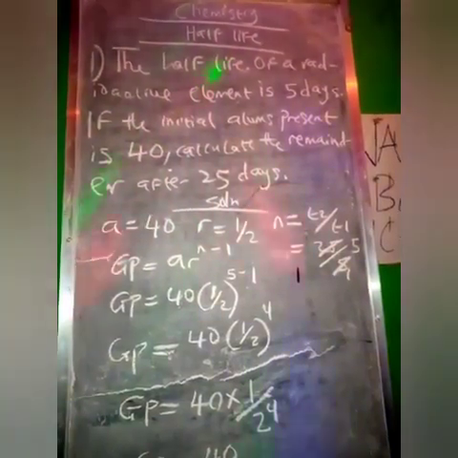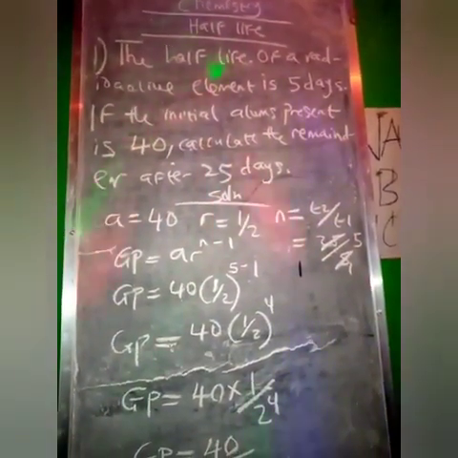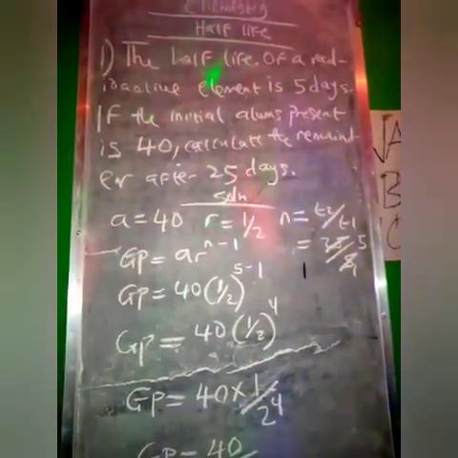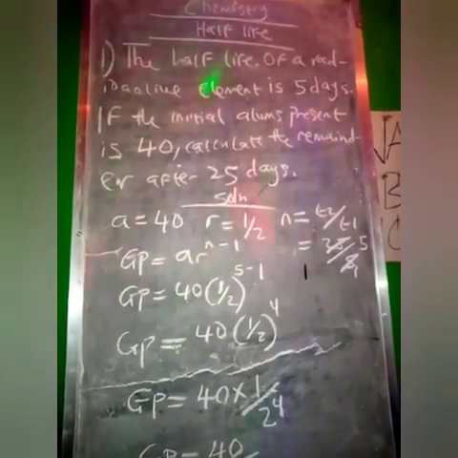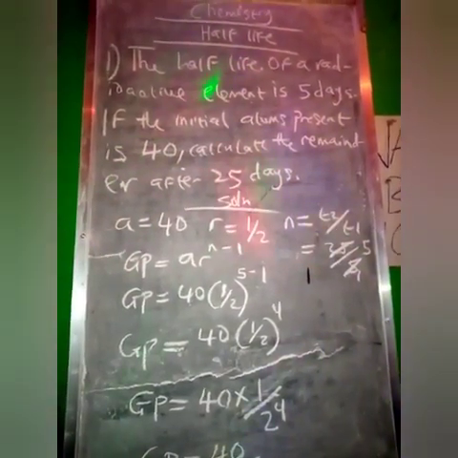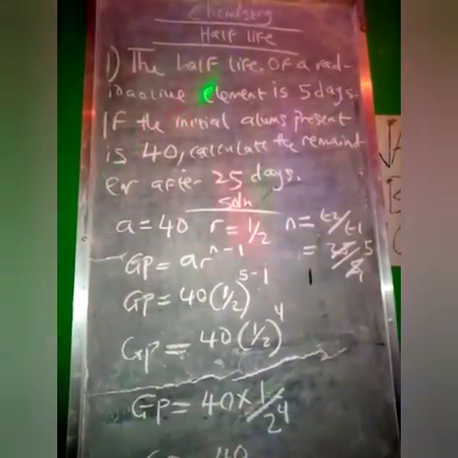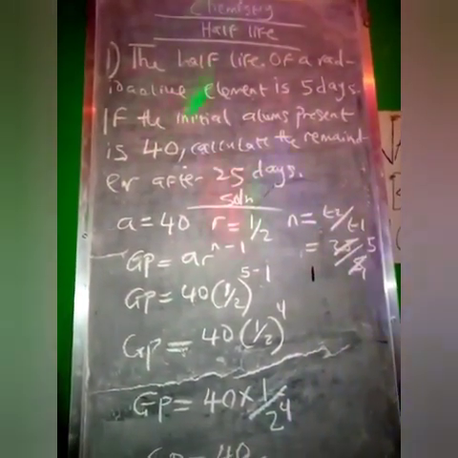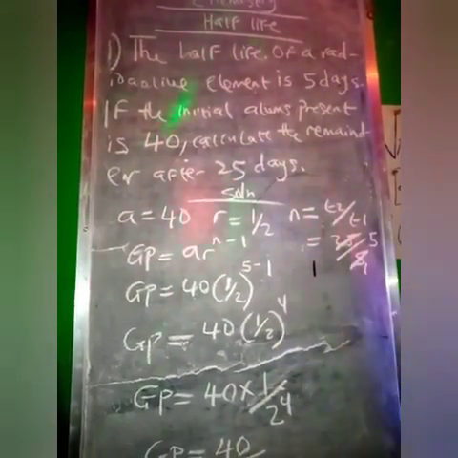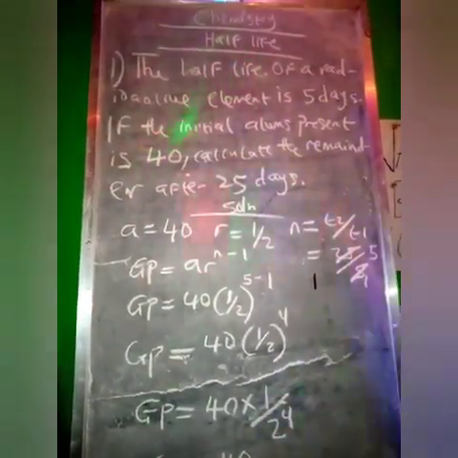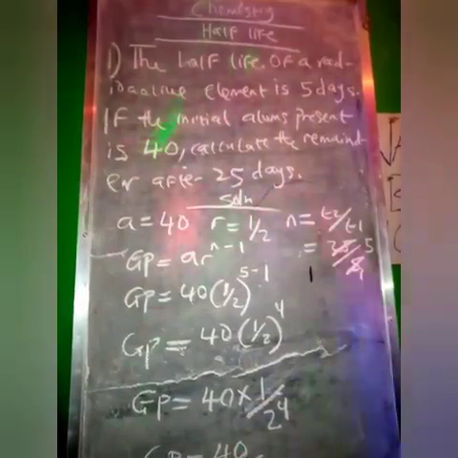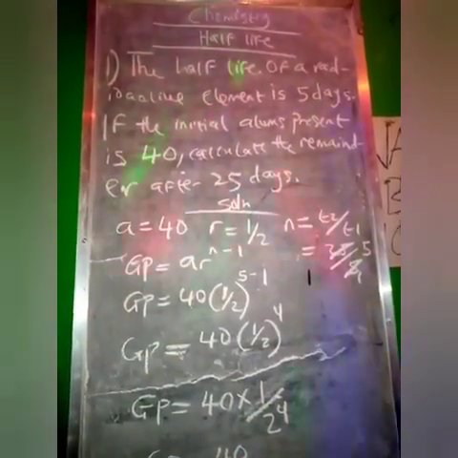So now you see, using the GP, geometric progression formula in mathematics, you can solve questions on half-life. This works anywhere, quote me. So we have developed a formula. GP is already developed, so we discovered something. You can use GP to solve these questions.